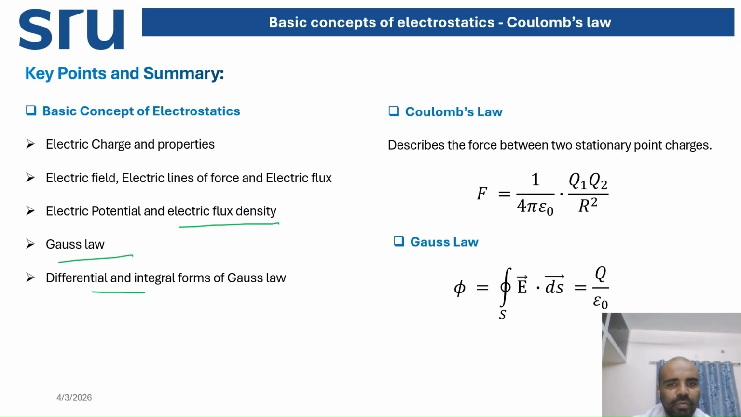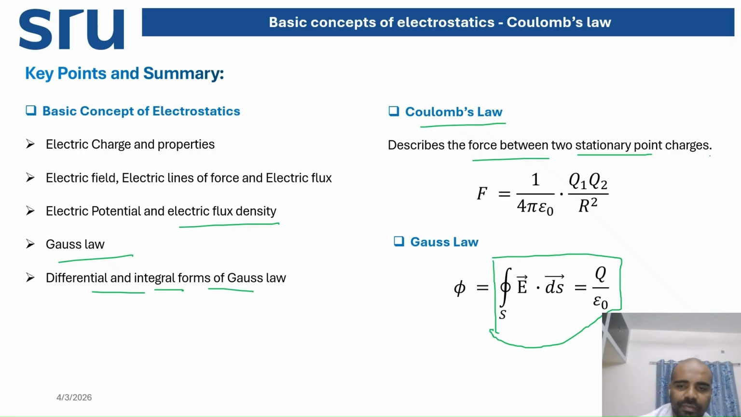We have also discussed Coulomb's law, that is the force between two stationary point charges, F equal to 1 by 4 pi epsilon naught times q1 q2 by r square. We have also discussed the differential and integral forms of Gauss's law. So what is Gauss's law? The surface integration of E dot dS is equal to q by epsilon naught, where q is the charge enclosed by the surface and epsilon naught is the permittivity of free space. So we have discussed all these things in this lecture.